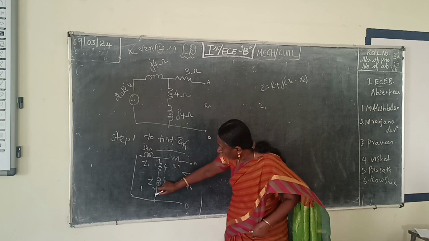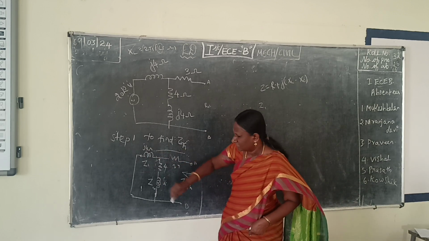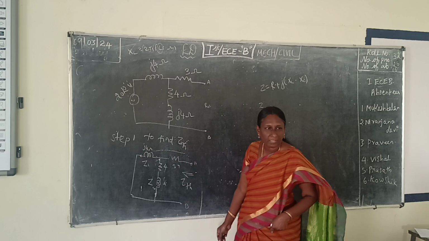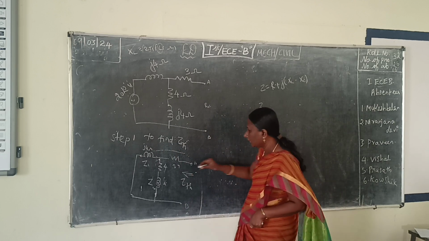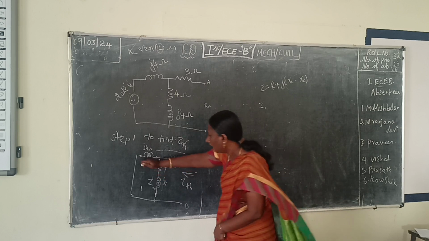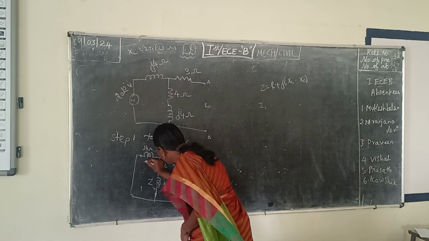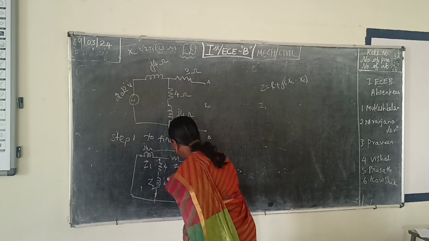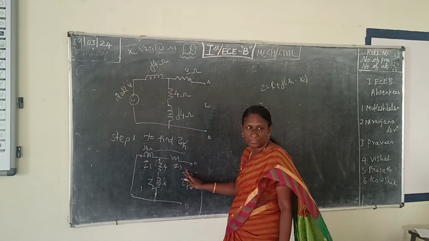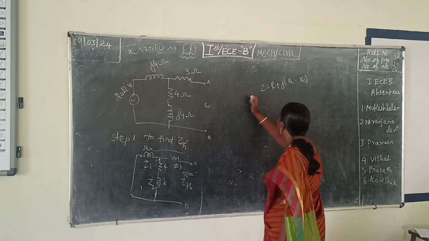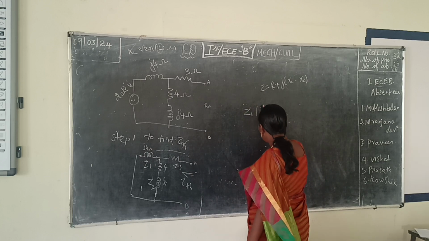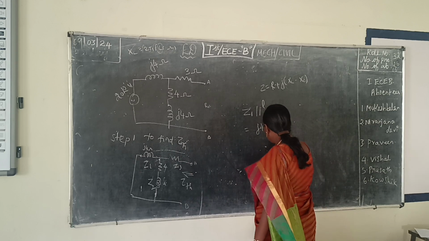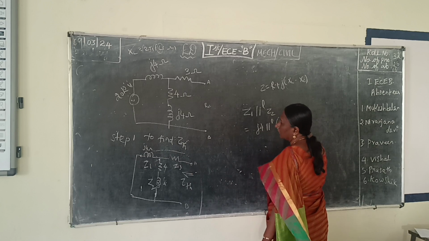Series? This point is connected with this point, and this point is connected with this point. So these two are connected in parallel. In the circuit this is marked as Z1, this as Z2 and this as Z3. Draw the circuit clearly. Then Z1 parallel with Z2. That means Z1 is J4 parallel with 4 plus J4.